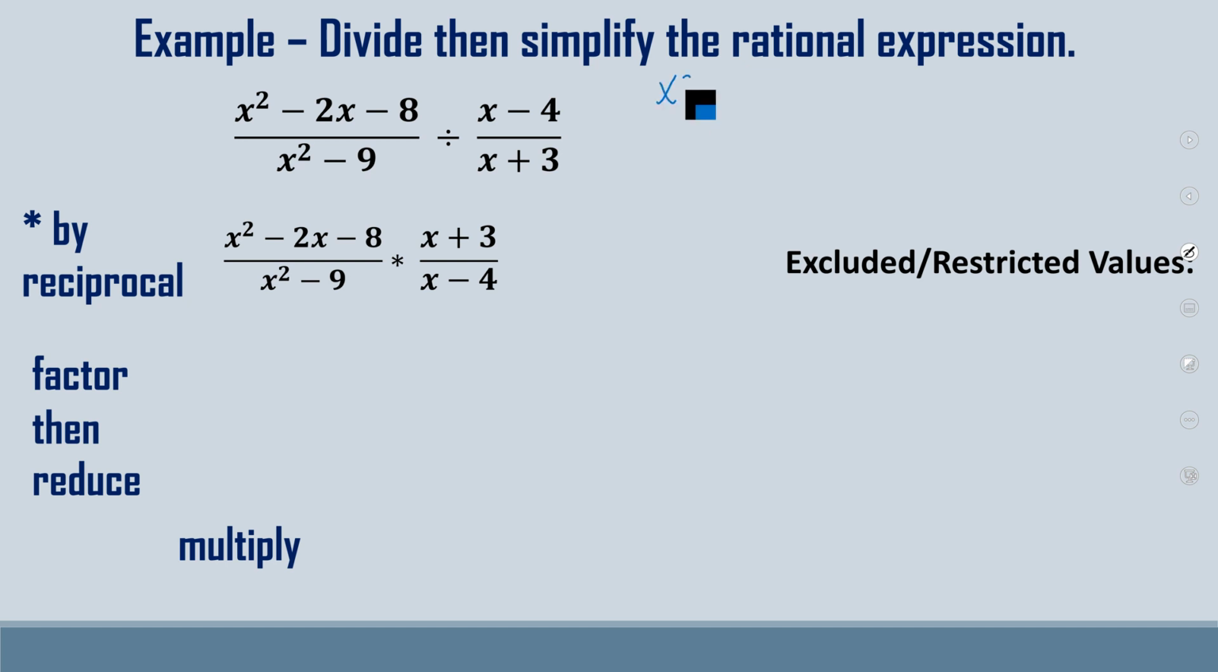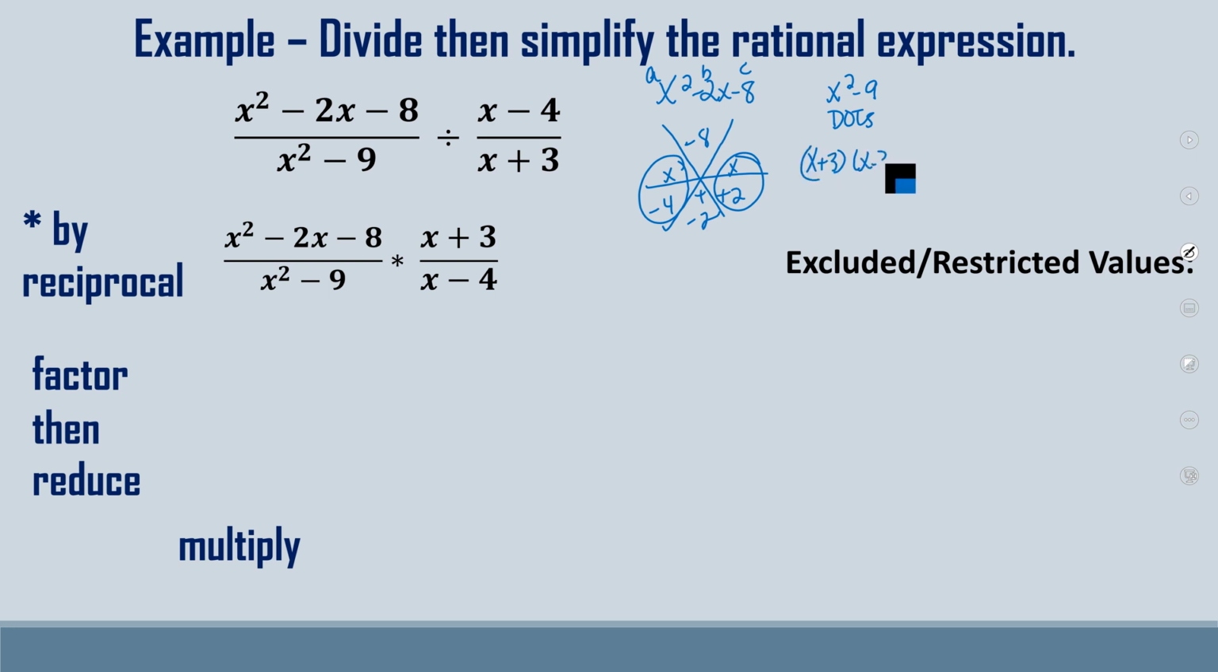Here we go. Numerator, x squared minus 2x minus 8. What multiplies to negative 8 and adds to negative 2? That's right, a negative 4 and a positive 2. So those factors are x minus 4 and x plus 2. That's the first fraction's numerator. x squared minus 9, that's a difference of two squares. We got those down pat. We don't have to do any work for that. That's just an x plus 3 and an x minus 3.